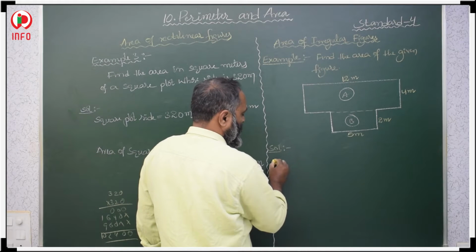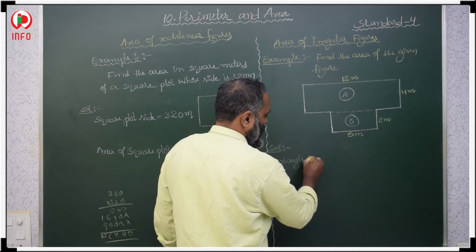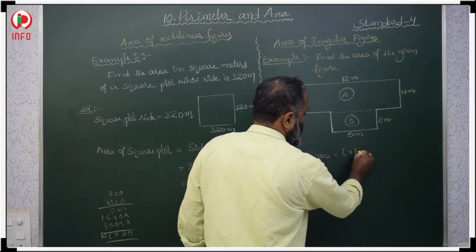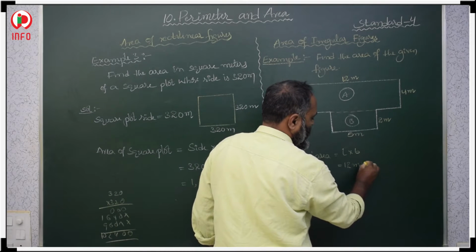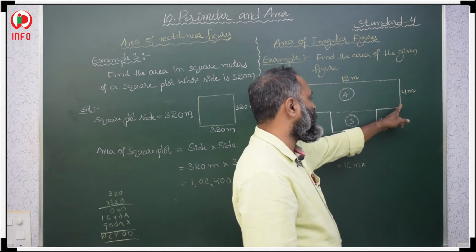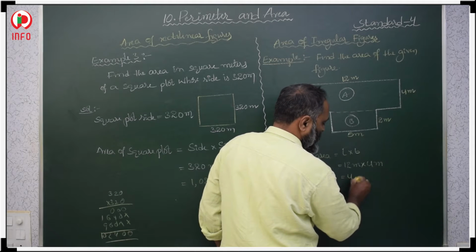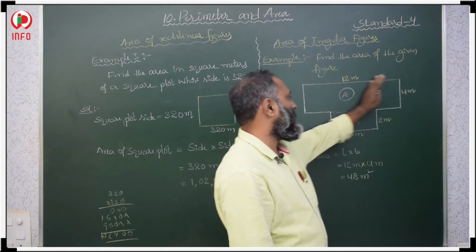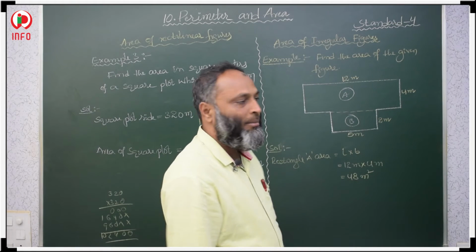Okay. Now rectangle A area is equal to length into breadth. What is the length here? 12 meters. The length of this rectangle is 12 meters and the breadth is 4 meters. 12 fours are 48 meters square. This is the complete area of the upper rectangle, rectangle A: 48 meters square.